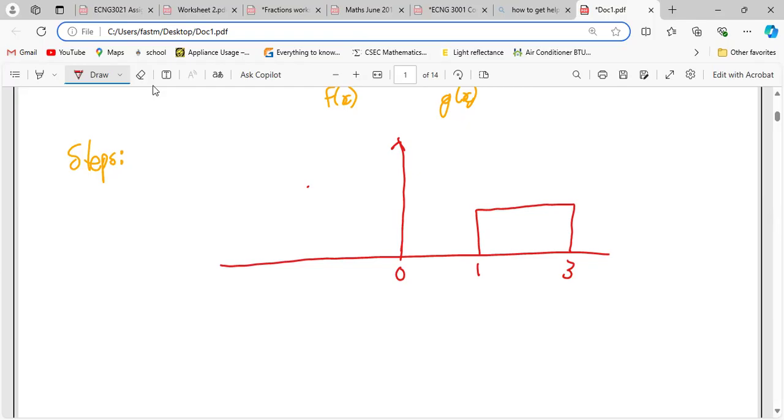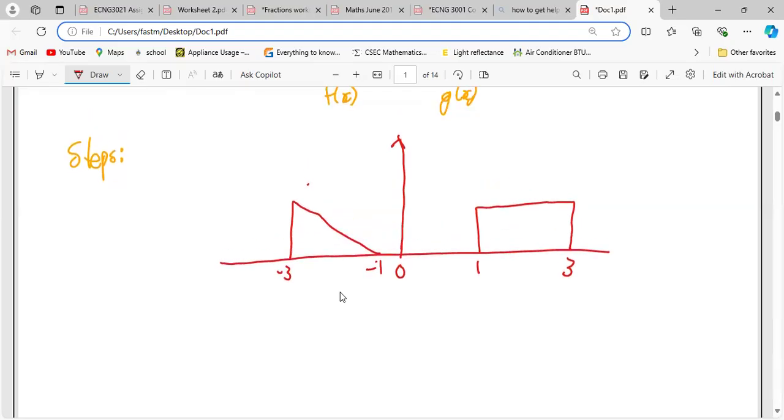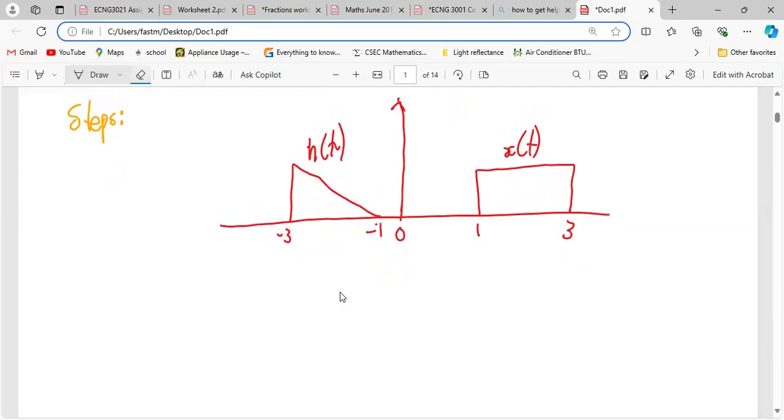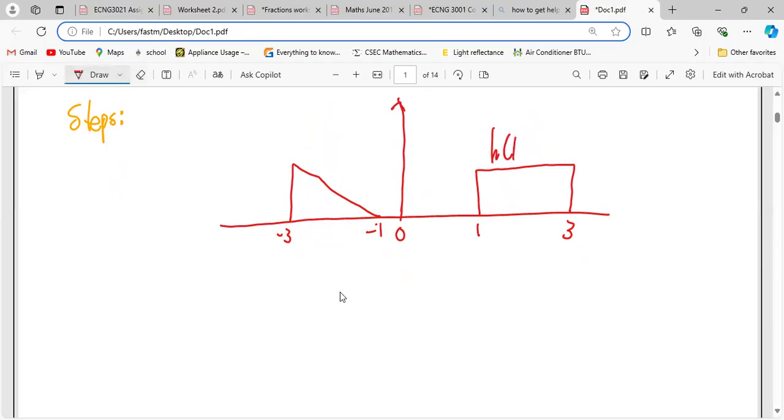And we have another shape that could be here, from -1 to -3. So for now, let this one on top be x at t, and this one be h at t. It doesn't matter which one you choose. So we can let this one be h at t, and this one be x at t.